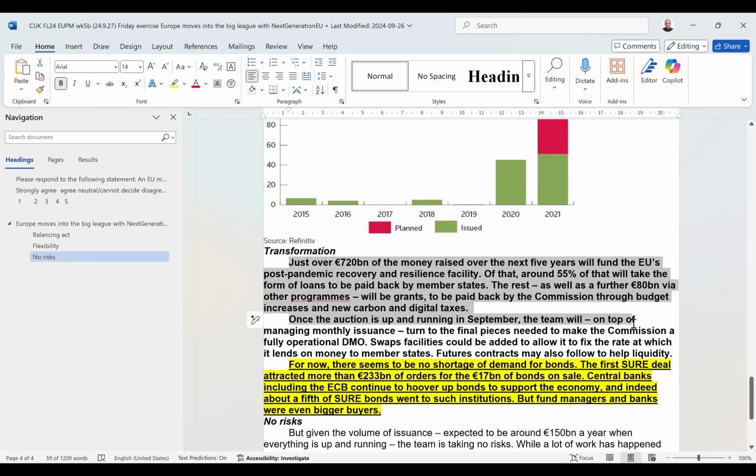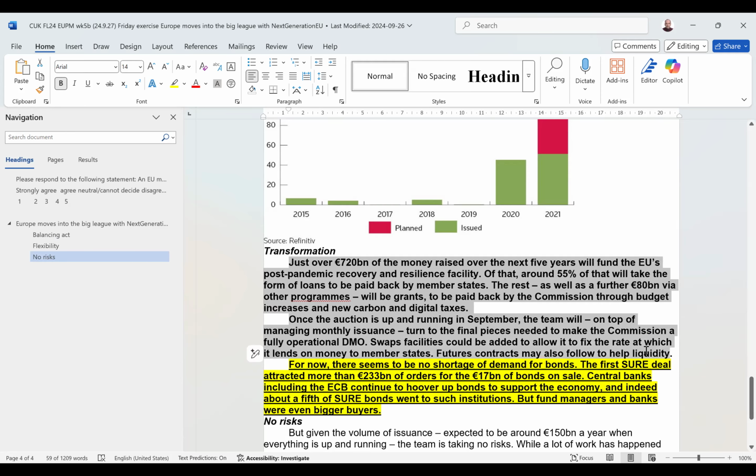Once the auction is up and running in September of 2021, the team will, on top of managing monthly issuance, turn to the final pieces needed to make the Commission a fully operational debt management operation. Swap facilities will be added to allow it to fix the rate at which it lends on money to member states. Futures contracts will follow to help liquidity.